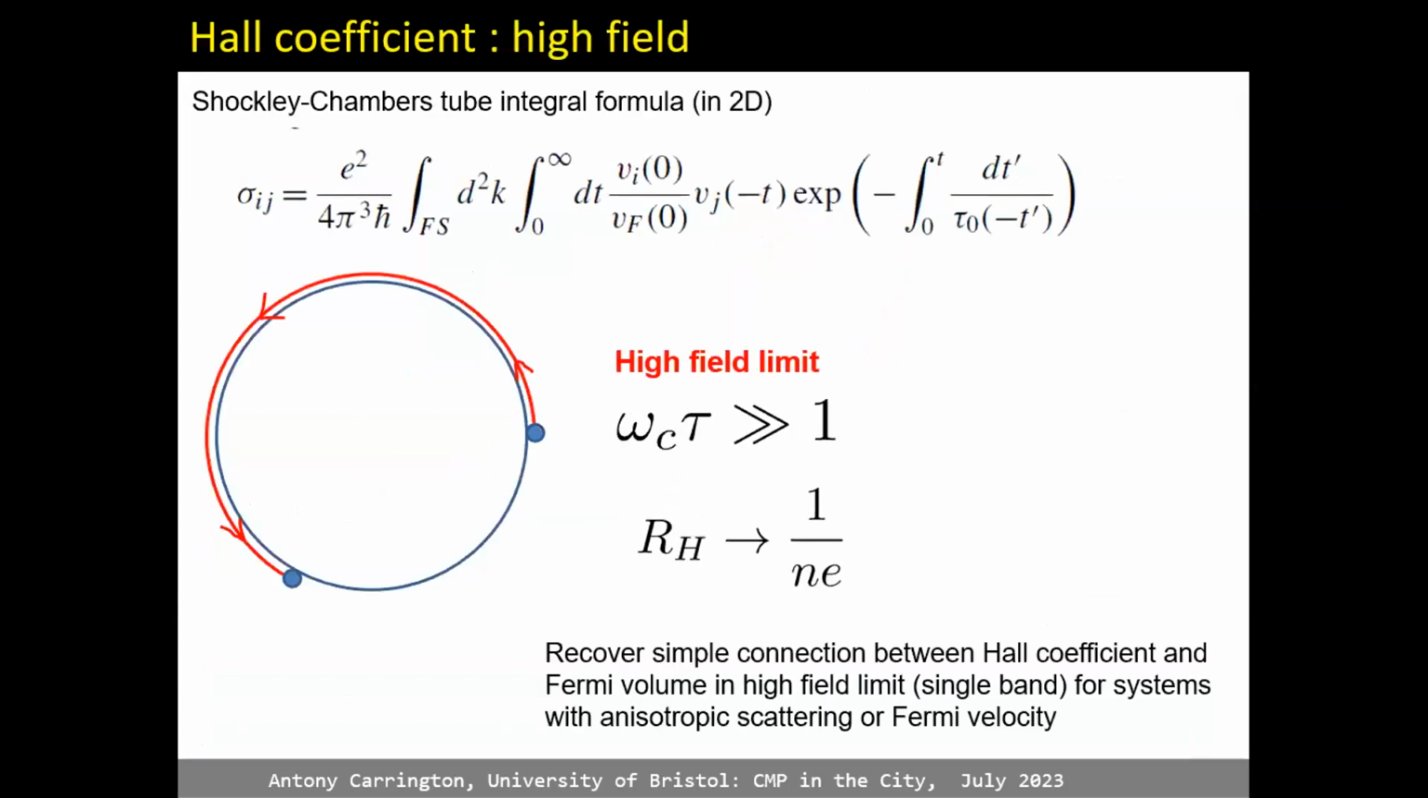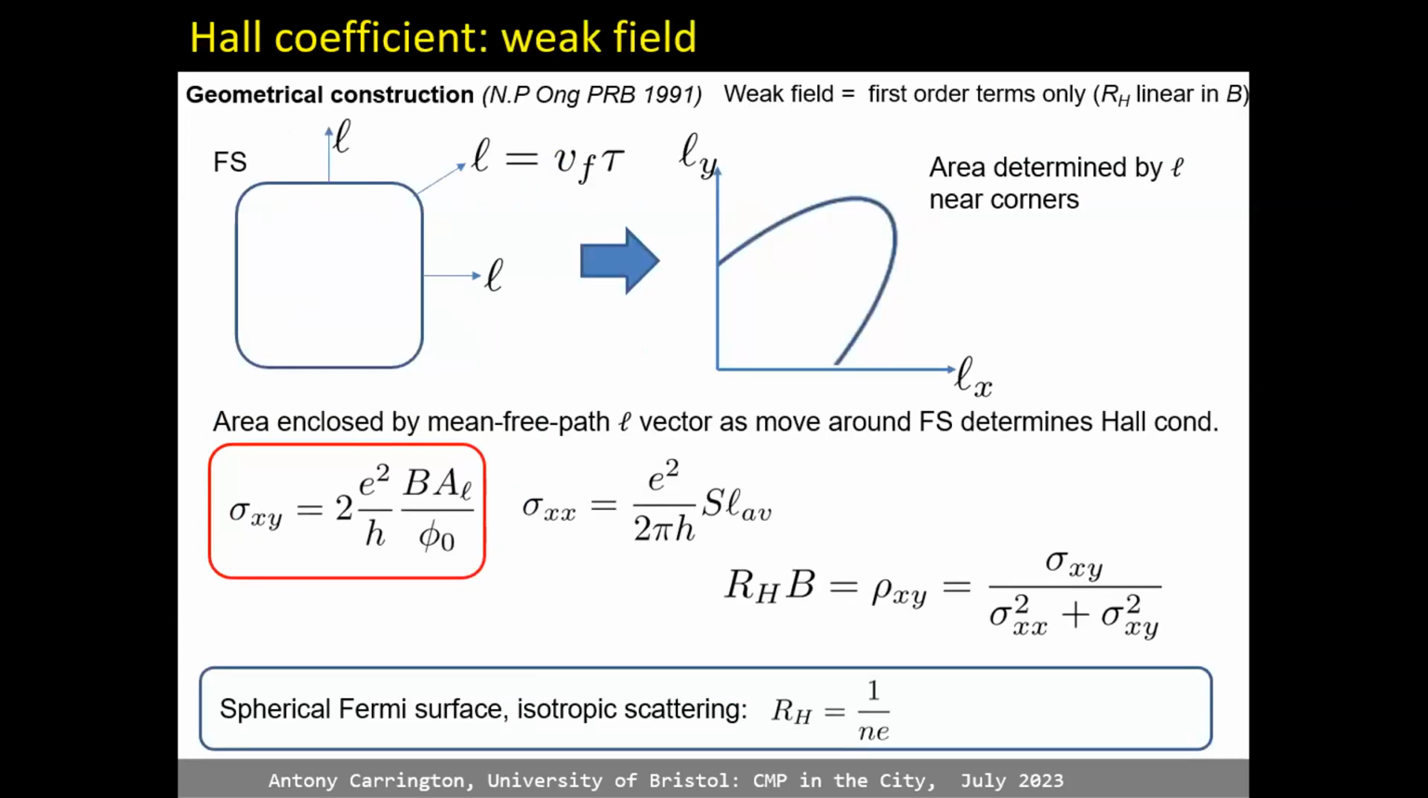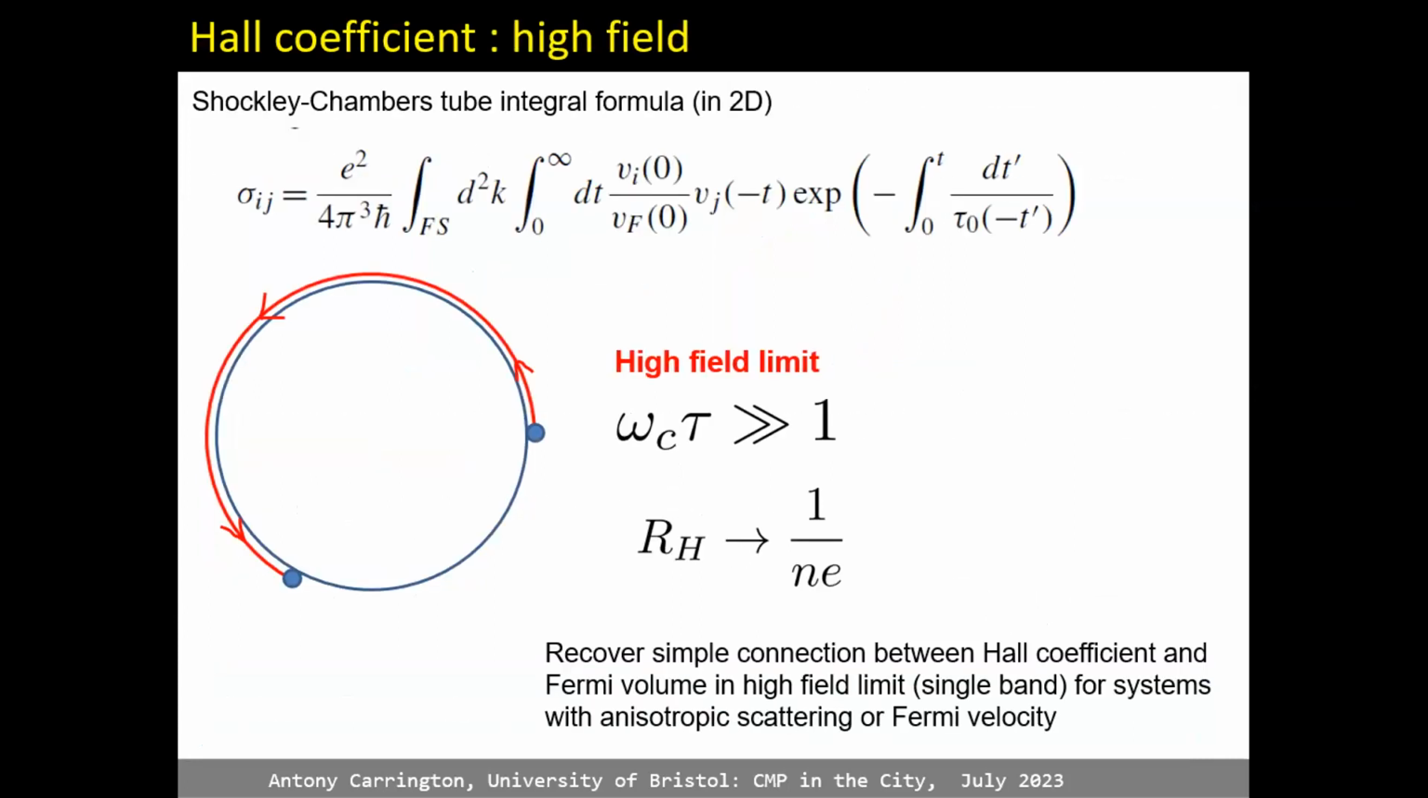However, in the high field limit, all of those complications go away. Your electron is going all the way around the Fermi surface, hopefully multiple times, or at least a couple of times, you would hope. In the high field limit, that basically averages out all of this anisotropy, and you end up with RH going back to 1 over NE again. So in the Boltzmann picture, we can interpret the Hall coefficient in the high field limit, when you have a single band at least, directly in terms of the carrier density.